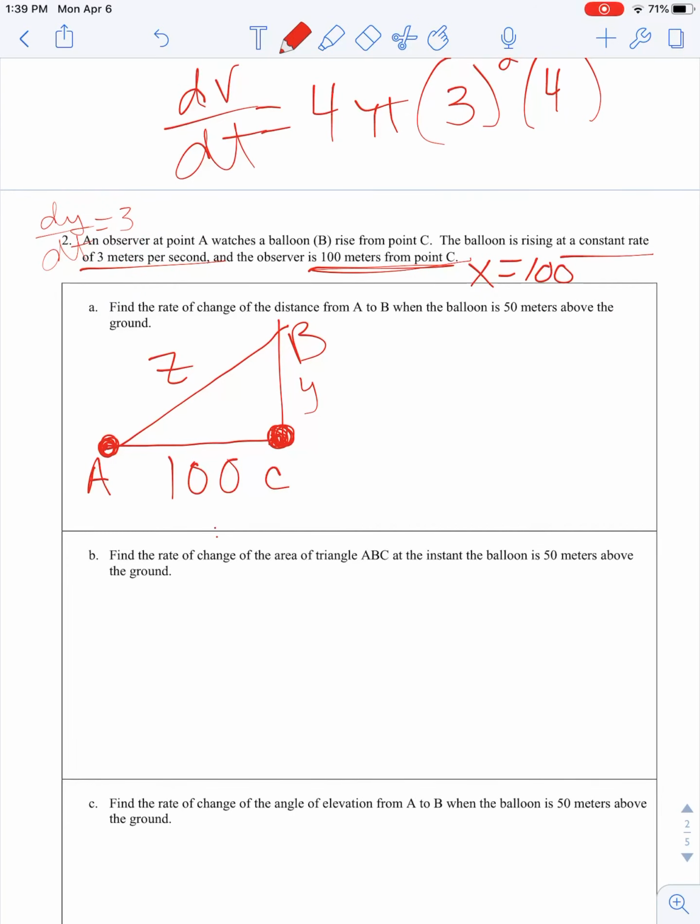Okay, I'm just going to shrink this up over here. So it says find the rate of change of the distance from A to B. So what are we finding if we're finding the distance from A to B? dz/dt is what we're finding. So I'm going to put a big question mark here. Okay, when the balloon is 50 meters above ground, at the moment I take a picture, this distance is 50. When am I going to plug that 50 in? In the end. So we're talking about distance here.